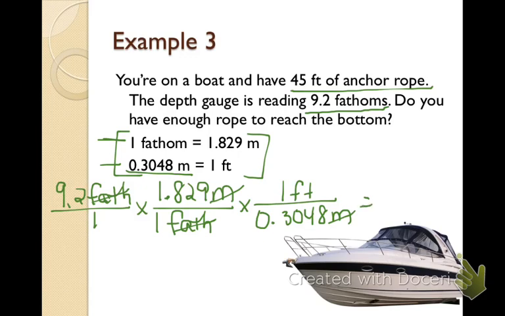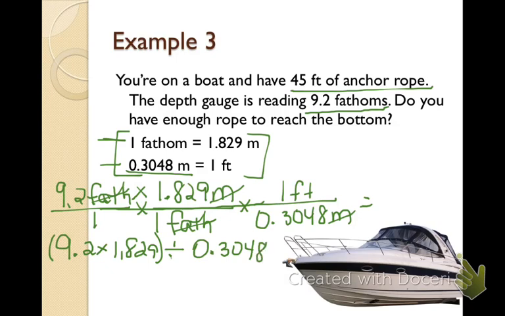Now, to make this simpler on yourself, let's figure out what we need to do. It's the 9.2 times the 1.829 divided by 0.3048 meters. This is how I want you to put this in your calculator. Use parentheses. Parentheses are your best friend. So 9.2 times 1.829, close out that parenthesis, that's the numerator. Divide that by whatever is in the denominator, which is 0.3048, and that's how I want you to put this into your calculator.